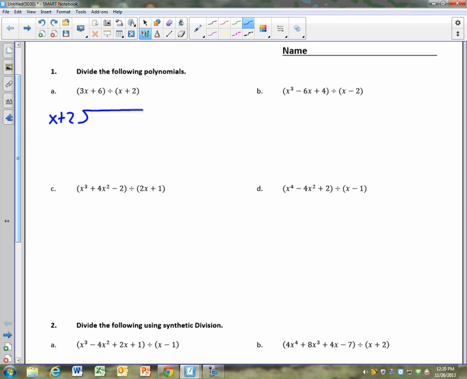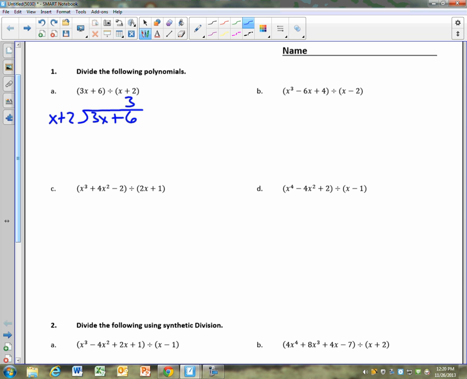Okay, long division. So the basic problem, okay? We're going to test your knowledge of fractions today. X plus 2 goes into 3x plus 6. The way you do these problems, you always ask, what do I multiply x by to get 3x? What do you multiply the first term of the outside by to get the first term of the inside? 3. 3 is a constant, so does it go above the 3x or the 6? It goes above the 6, so 3 right there.